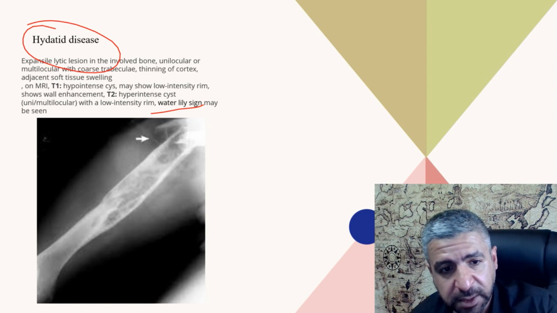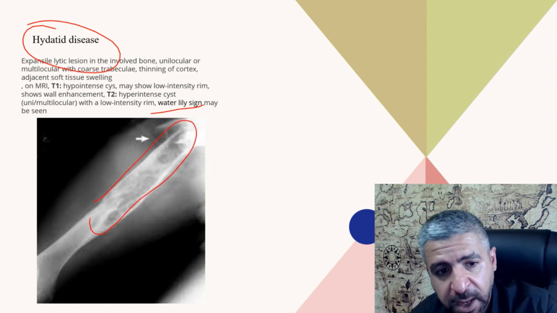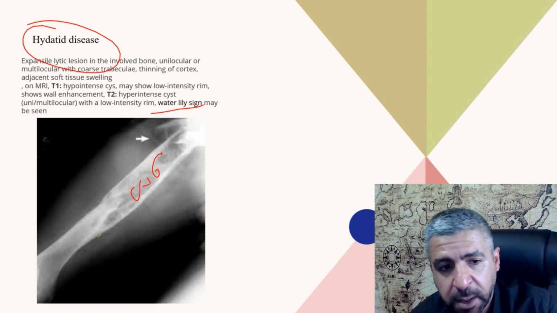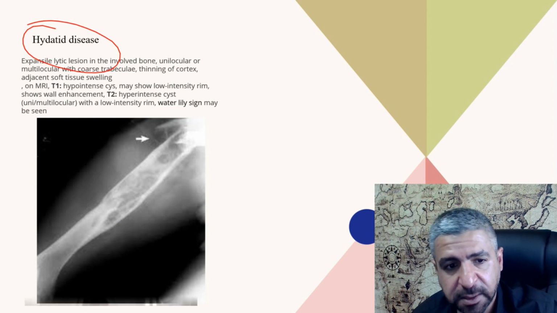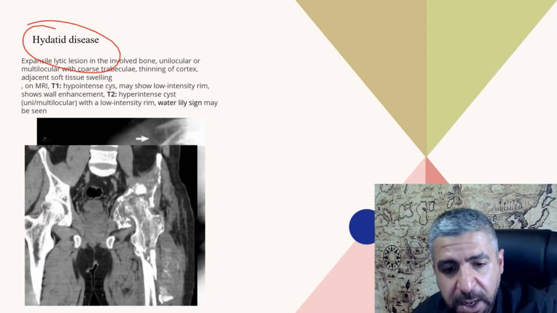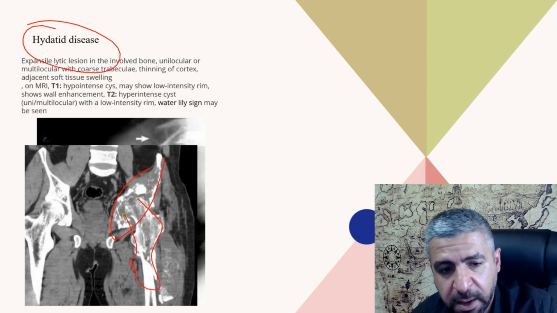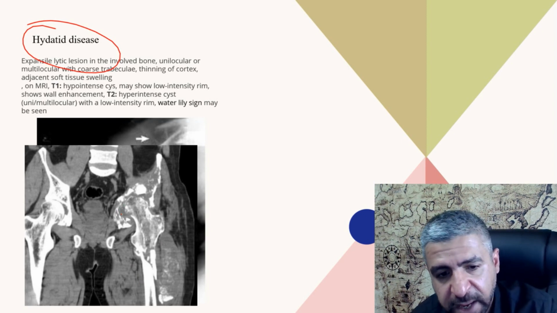For example, you can see here this bone is involved by multiple cystic lesions causing some expansion of the bone, and these were hydatid cysts. On the CT scan, you can see the bony pelvis and the proximal femur are involved by a lytic process, let's say, with multiple cyst-like appearances, even causing some pathological fracture.